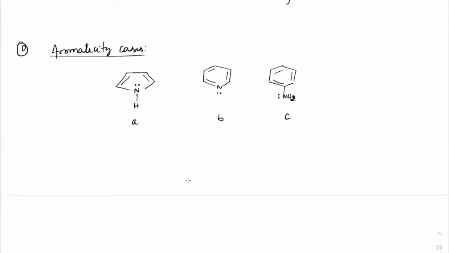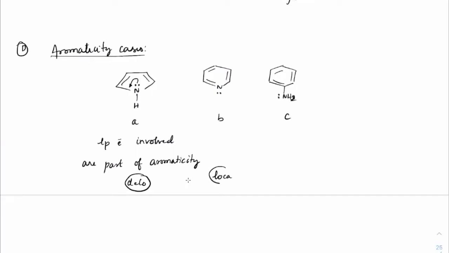Right, beta. Now, in this case, you can see the lone pair is completely involved in resonance, and that is a part of the aromatic chain. So let me write down that lone pair electrons involved are part of aromaticity, right? So they are completely delocalized, while the lone pair present on pyridine is always localized. While here also they are delocalized.